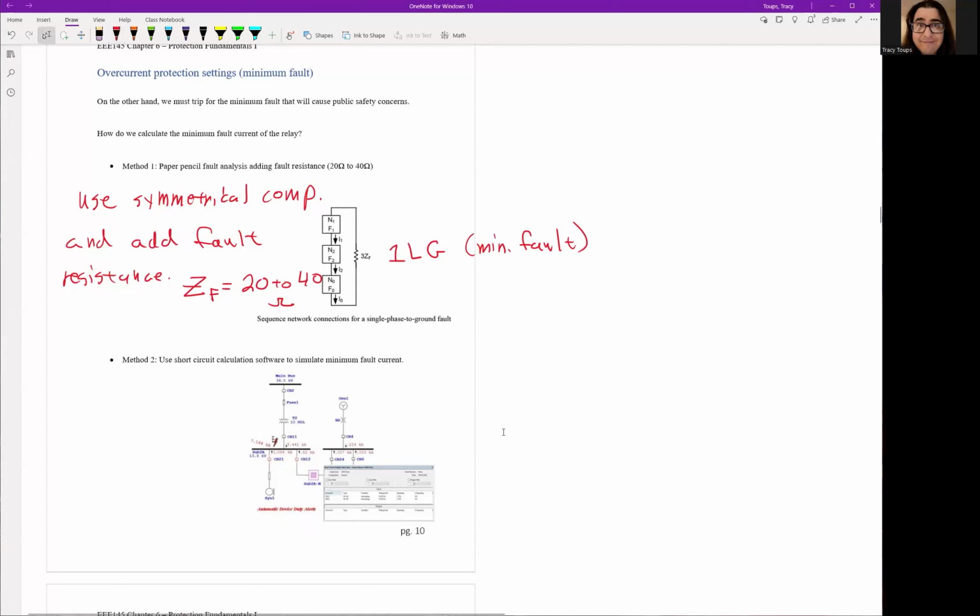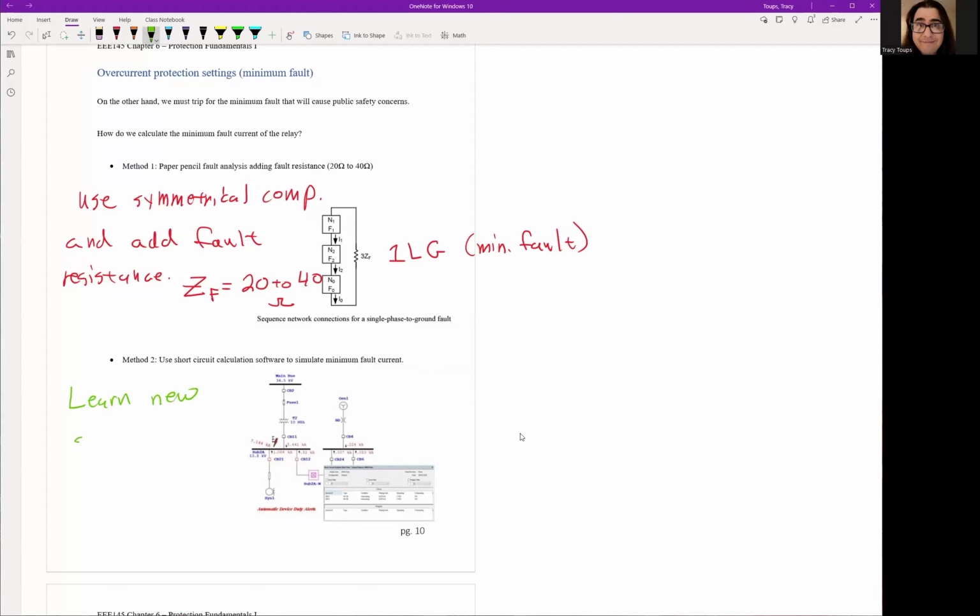Method 2, when your system is more complex and you can't just do hand calculations, you have to use some type of short circuit software. There are lots of different ones, and once you learn one, the others are all roughly similar, but there's no question about it: you're going to have to learn new software.